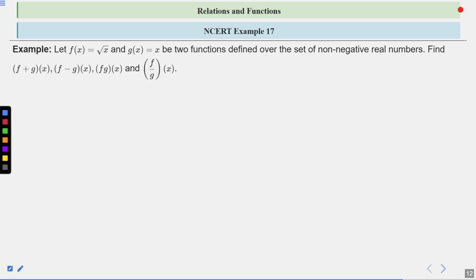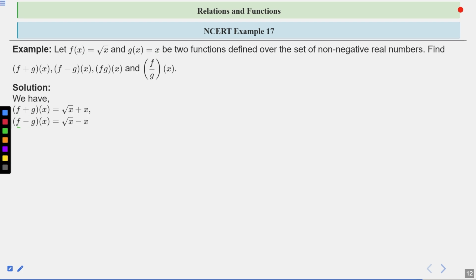This example. So suppose f(x) is root x and g(x) is your x. And what we want? Quite simple, that find out the addition of both the functions, the subtraction, the multiplication and the quotient. Quite simple. So solution. So what we have, as f(x) is root x and g(x) is x. So f plus g will be your what function, in which you have to add f(x) expression to g(x). So root x plus x.